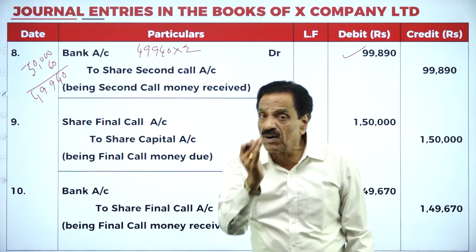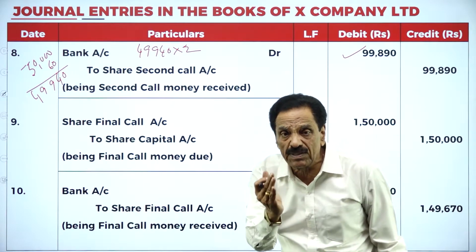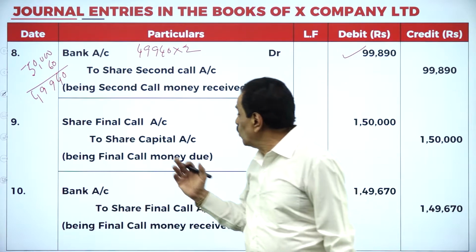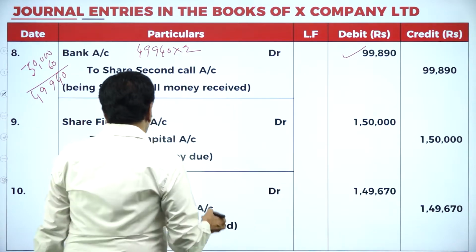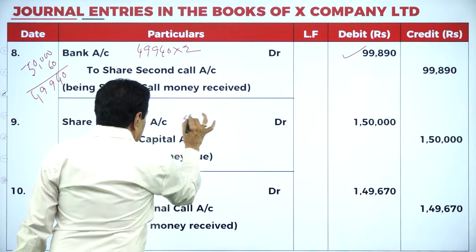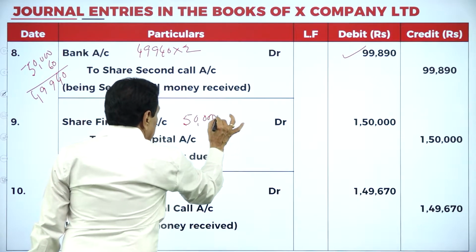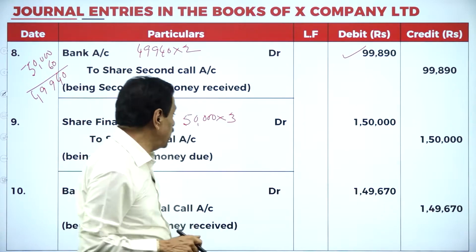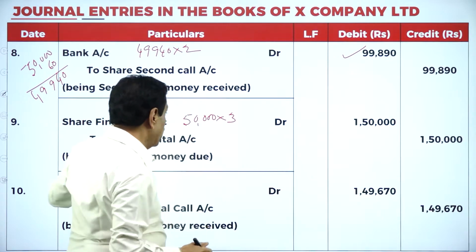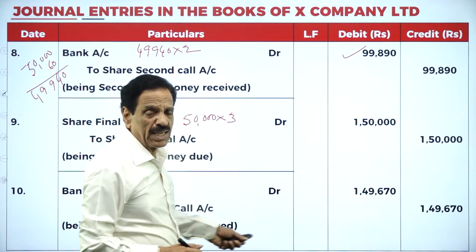49,940 shares. Then we'll go to the final call. The final call is rupees 3. Share final call account debit, 50,000 into 3, 1,50,000 to be received on 50,000 shares. Final call account debit to share capital account.